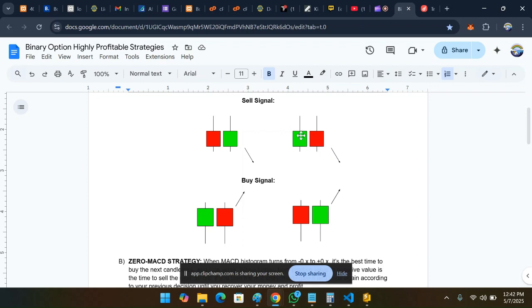So the wicks matter and the color matters. For a sell signal, the upper wicks of both must be longer than the lower wicks. Then the colors must be like this: green and red. Although sometimes it can be the same color, red, most of the time it's much better like this one: green and red and green. But the lower wick points downward.